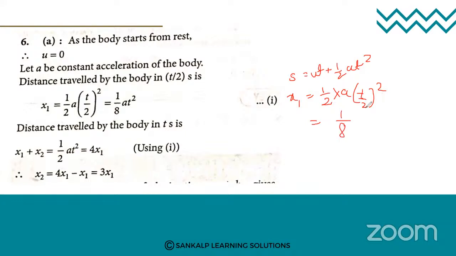This is nothing but 1 by 2, 4, 4 is 8. Yes, the next one, the x2. So therefore, if we do x1 plus x2, we will get 1 by 2 into 8t square, which is equal to 4x1. So using this equation 1, we can calculate it and we get the answer.